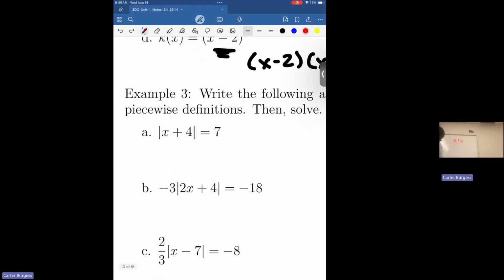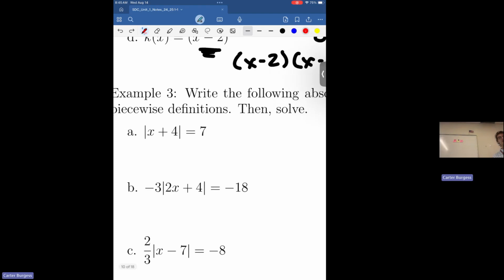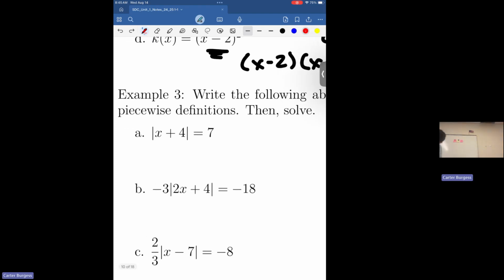We are taking the absolute value of x plus 4. We want to know when this is going to be equal to 7. Let's start with our piecewise definition here. What is the tipping point going to be? This is a nice question to ask with these algebras. What's the tipping point where I'm going to switch from positive to negative?